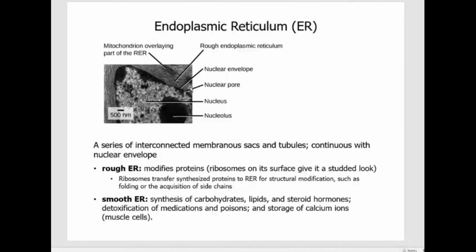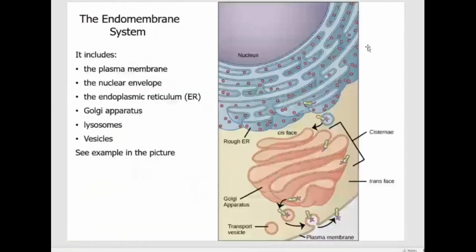Now you're going to see there are two types of ER. One we call rough ER, and the other one is smooth ER. The rough ER has a studded look, and that's because ribosomes are attached to its surface. If we go back, you see here, this is going to be the rough ER, because all the ribosomes are attached to the surface.